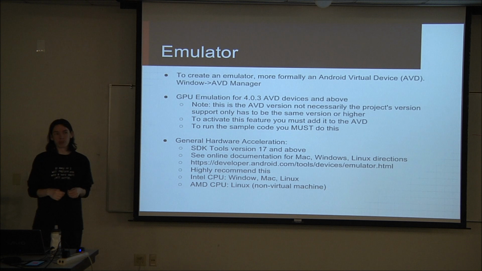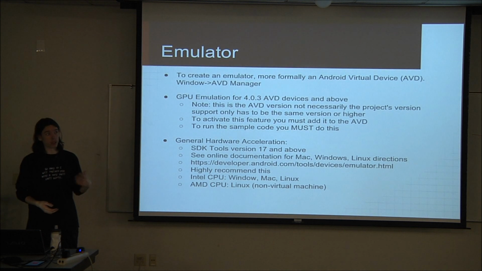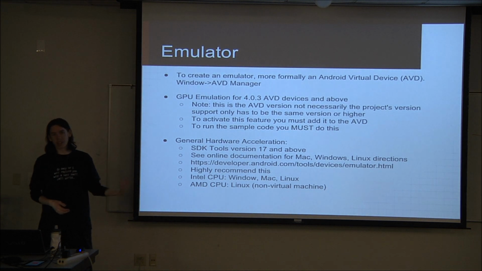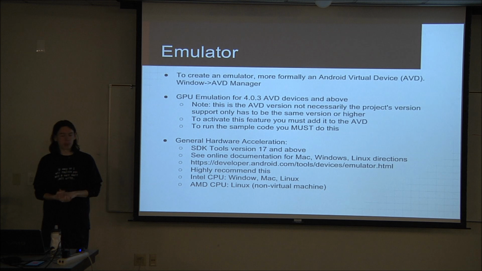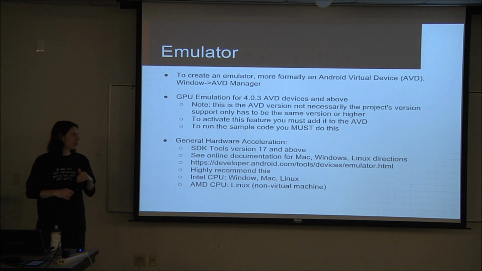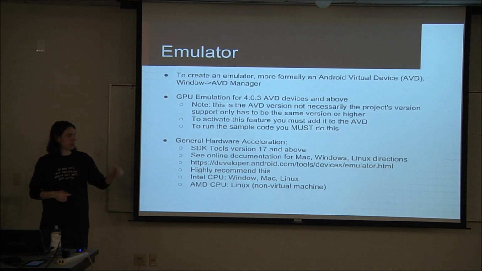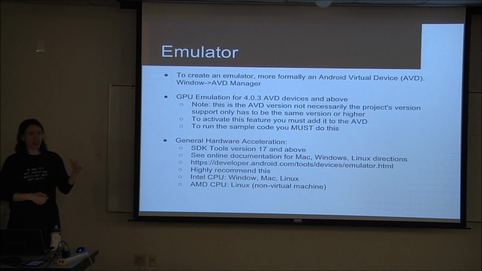This actually allows you to use OpenGL ES2 on the emulator. So if you're going through and looking at the sample code, and you don't have a tablet or a phone to run it on, you have to go through and enable the GPU emulation to actually support this. General hardware acceleration was from tools revision 17 and above, so that was quite a bit ago. This is hardware and operating system specific. So down there, for developers using the emulator, just go to that website.